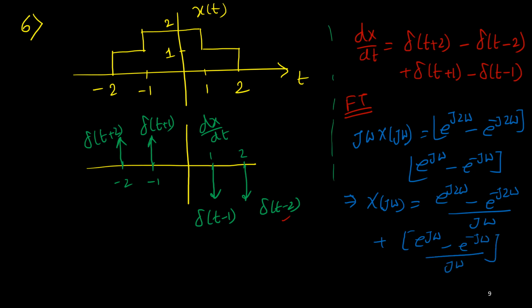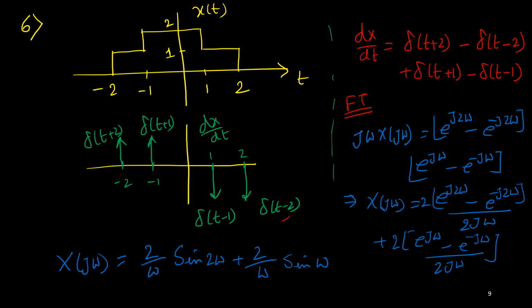Similarly, I can multiply by 2 here and 2 here, so it becomes a sine. So you see, capital X of j omega becomes 2 upon omega times sine 2 omega for the first term, and the second term again 2 upon omega times sine omega.